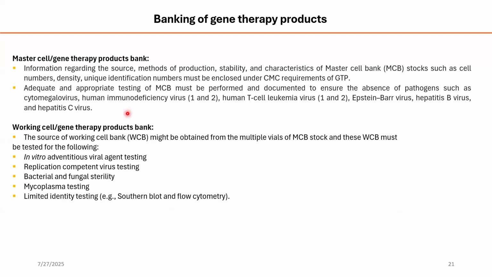Also, along with it, the master cell bank has to be tested and documented that there is an absence of pathogens and viruses, like Epstein-Barr virus, hepatitis C virus, and all these are absent in the master cell banks. Then working cell bank testing also has to be done. So multiple vials of the master cell bank are taken and used as a working cell bank, which also has to be tested for in vitro adventitious viral agent testing.